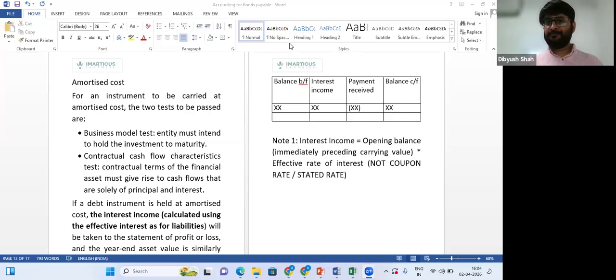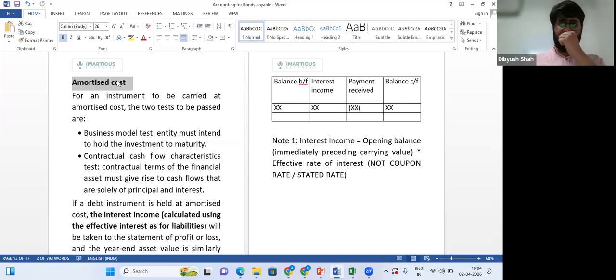Hi everyone. We are getting into part two of this. We are going to discuss amortized cost. Now, IFRS and GAAP both allow you to classify an investment in a debt security as amortized cost. Amortized cost means you will carry the instrument or security on a cost basis. It has nothing to do with fair value or market value at all.